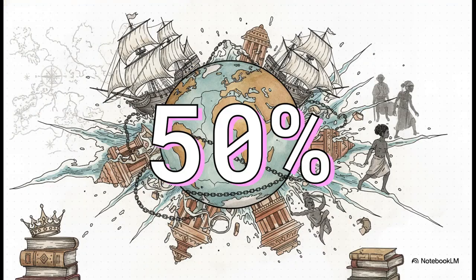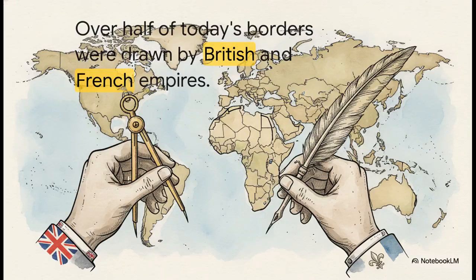Okay, let's dive right into this. 50%. Obviously not a small margin, and it represents a genuinely staggering reality about the world we navigate right now. Over half, more than 50% of the world's current national borders were drawn strictly as a result of just two empires, the British and the French.